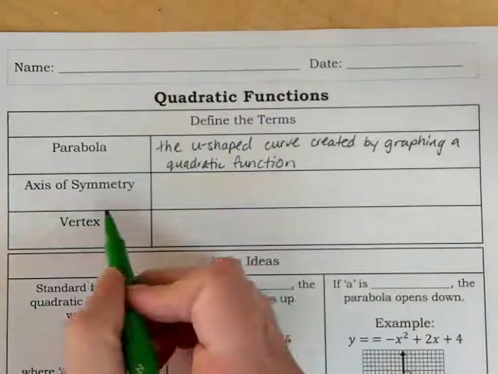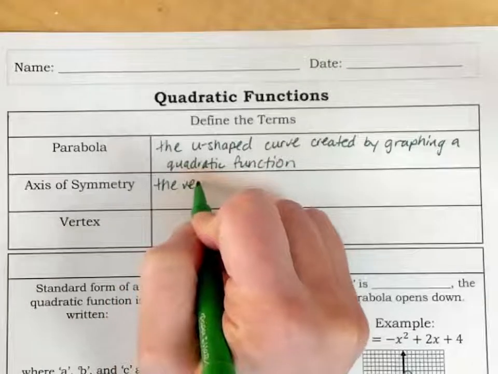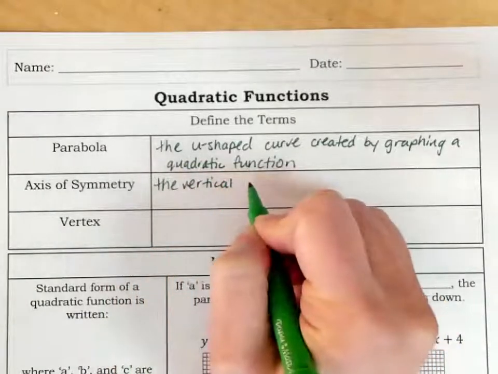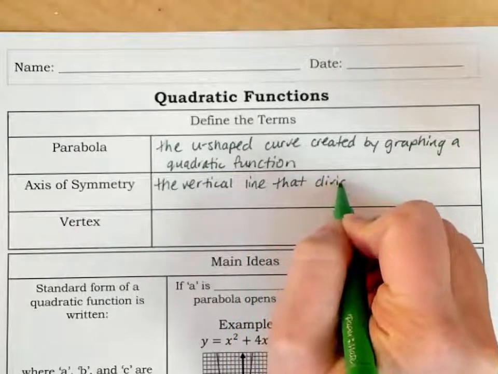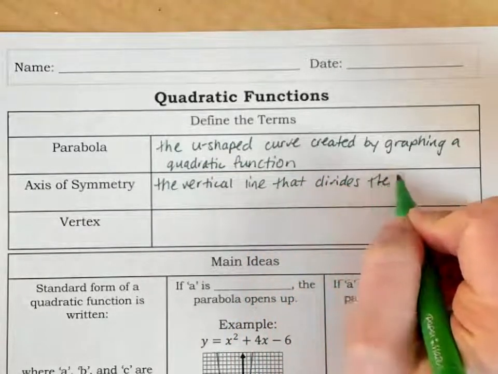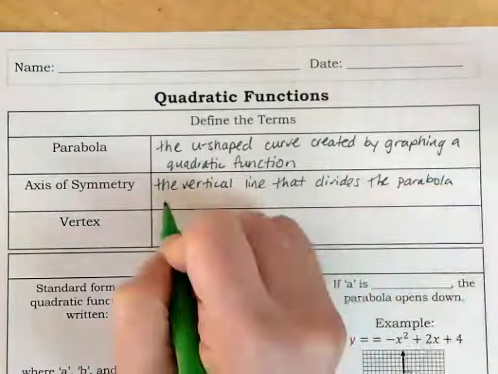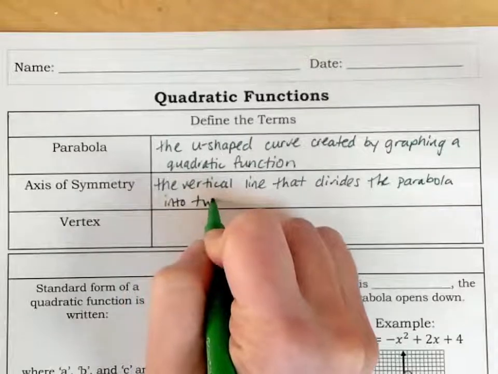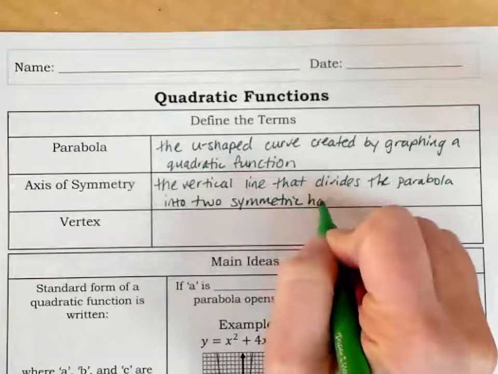The axis of symmetry is the second term we need to know. This is the vertical line that divides the parabola into two symmetric halves.